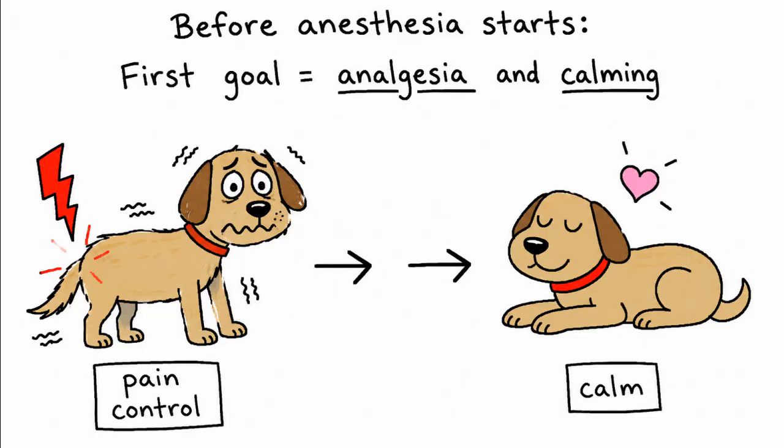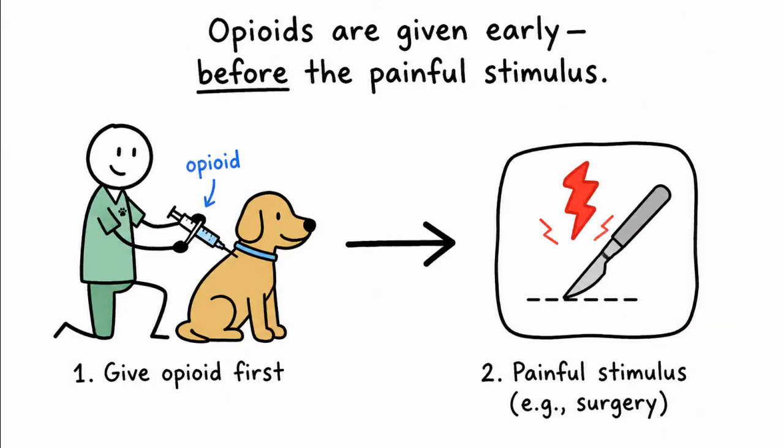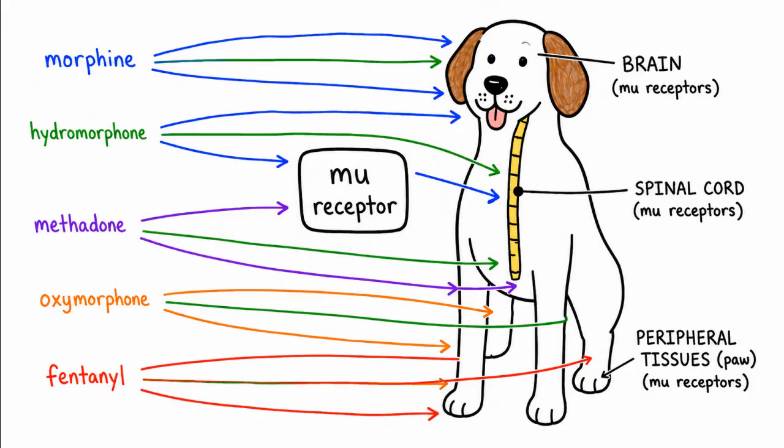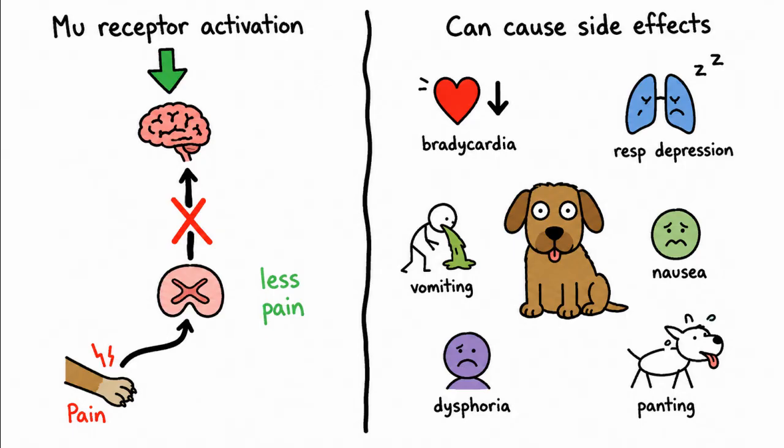Before anesthesia starts, the first goal is usually analgesia and calming. Opioids are often given early because pain control should begin before the painful stimulus. Full mu opioid agonists like morphine, hydromorphone, methadone, oxymorphone, and fentanyl act mainly at mu opioid receptors in the brain, spinal cord, and peripheral tissues. Activating the mu receptor decreases pain transmission, but it can also cause bradycardia, respiratory depression, vomiting, nausea, dysphoria, or panting in dogs.